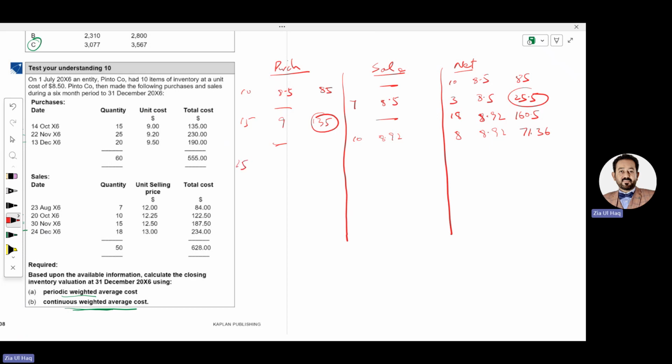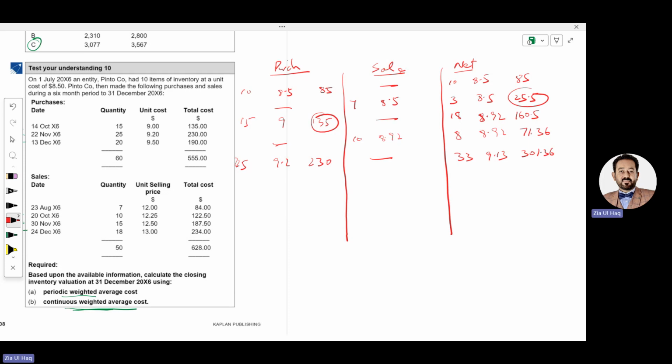At 9.20, 230. So no sale. 8 plus 25 is 33. 230 plus 71.36 is 301.36. 301.36. What is the average price? 9.13. And after this purchase of 25 units on 22nd November, we sold on 30th November.